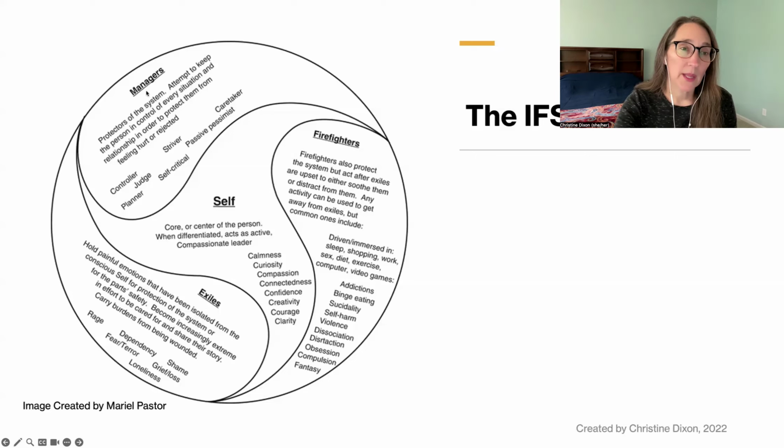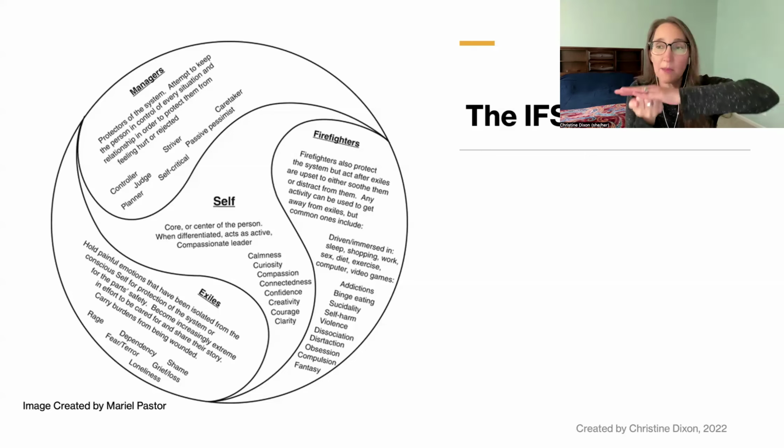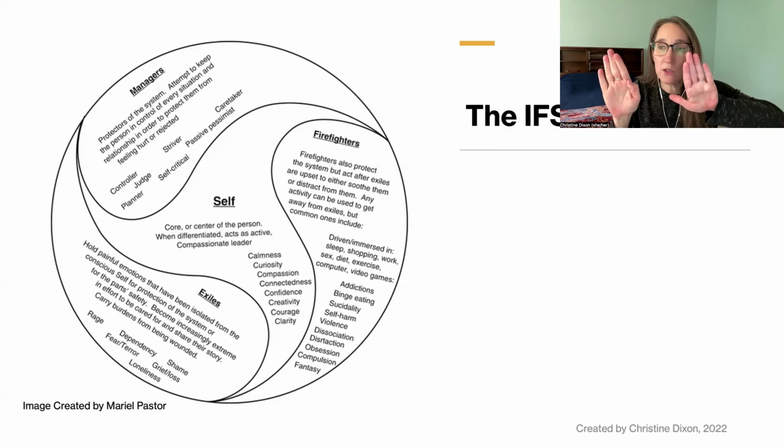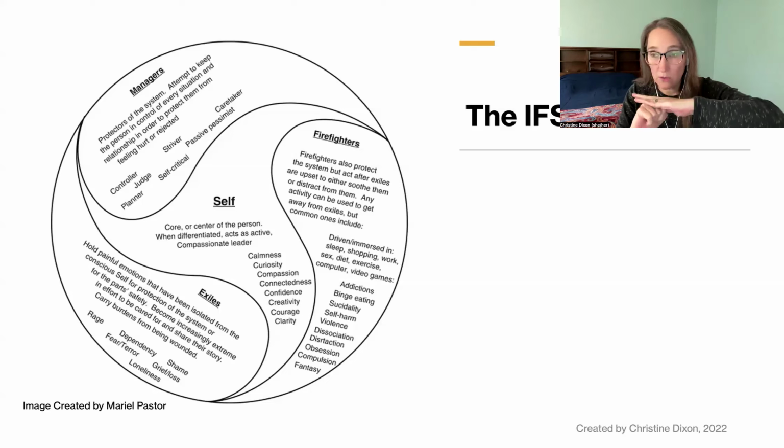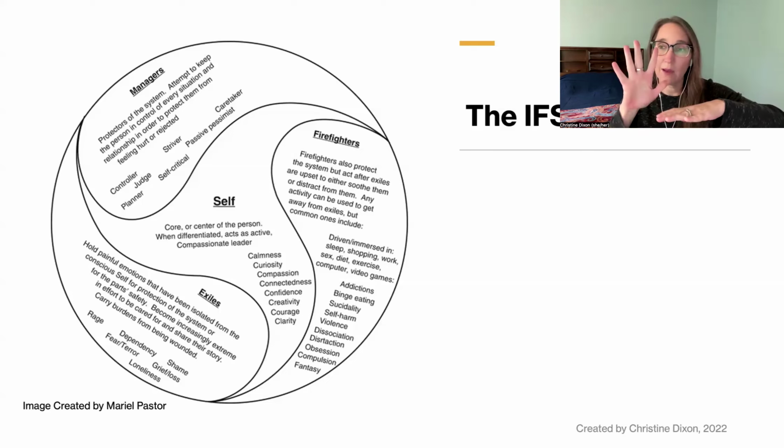The managers attempt to keep the person in control of every situation and relationship in order to protect them from feeling hurt or rejected. So managers are proactive. They are trying to prevent the exiles' pain from coming up. It's like the exiles are kept in the basement under a locked door, right? And the managers are guarding the door, and they are trying to control you and everyone around you and your environment so that this door stays closed and nothing opens that door and lets all of that pain out.